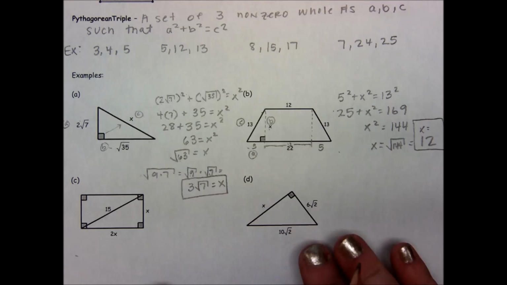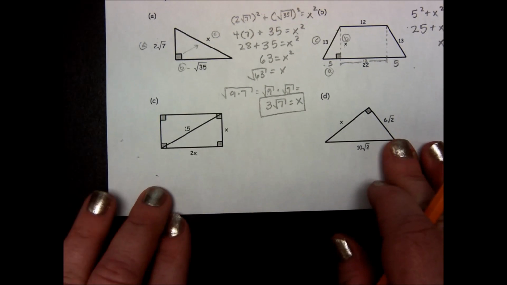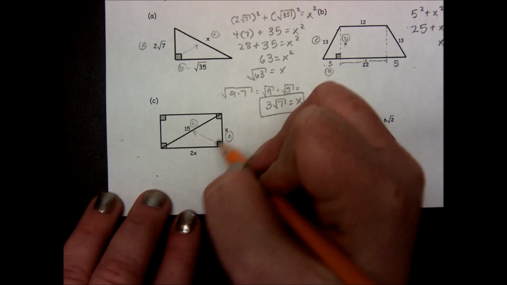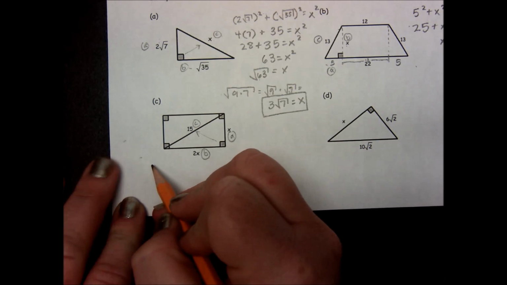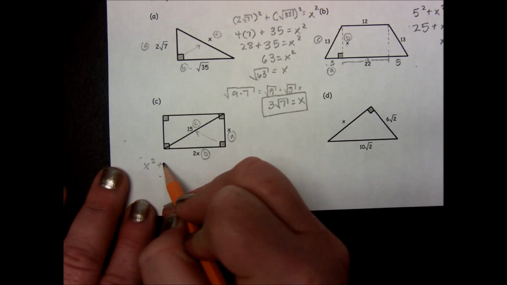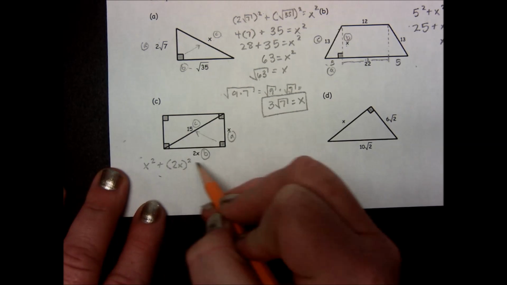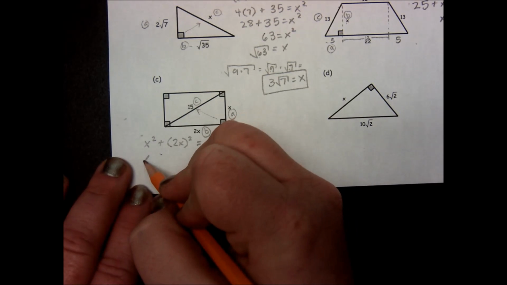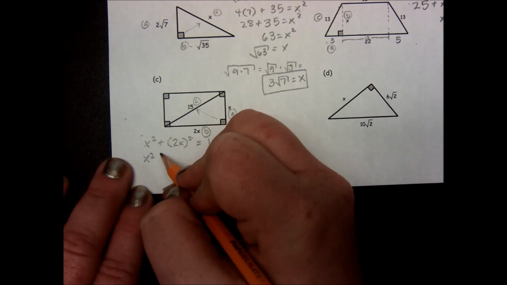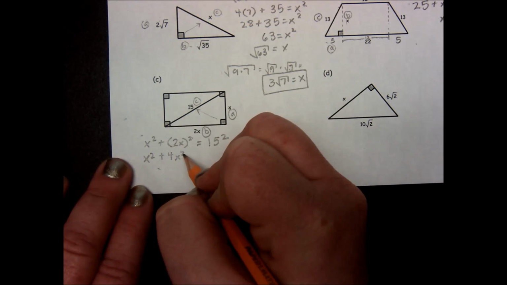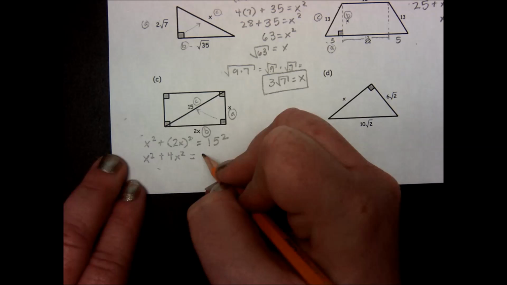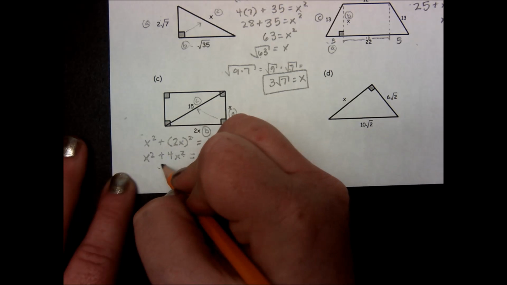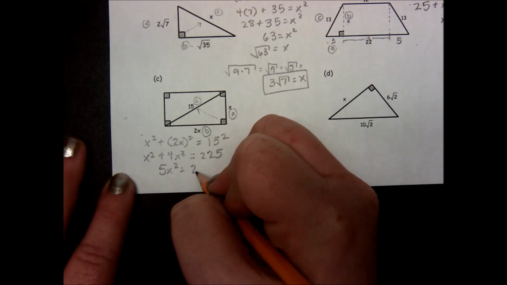Alright, let's look at letter C. I have C across from a 90-degree angle, and then A and B. So I have x squared plus 2x squared equals 15 squared. So this would stay x squared. 2 squared is 4, and then x squared equals 225. And then x squared plus 4x squared is 5x squared equals 225.